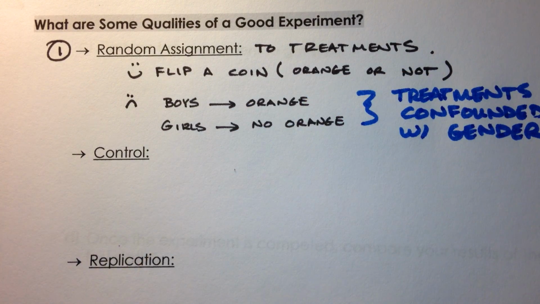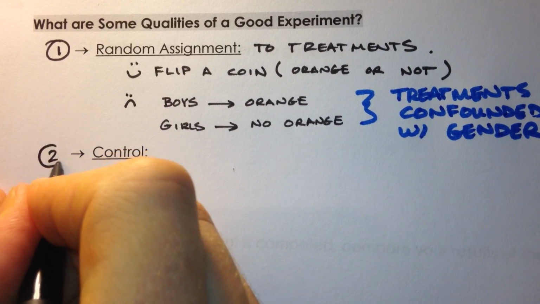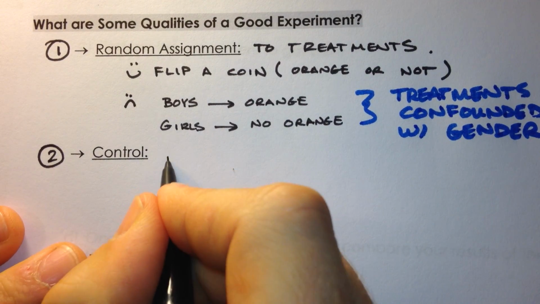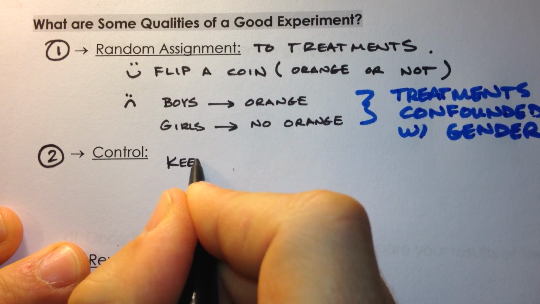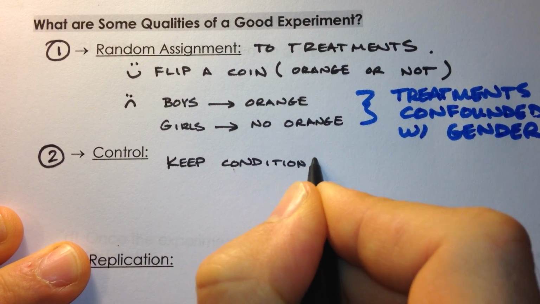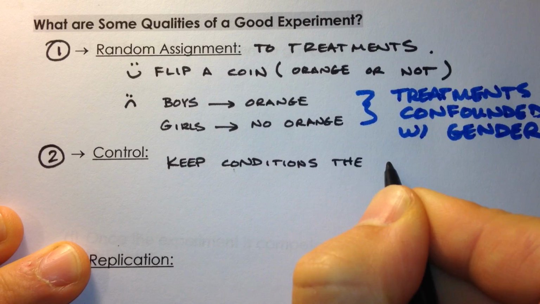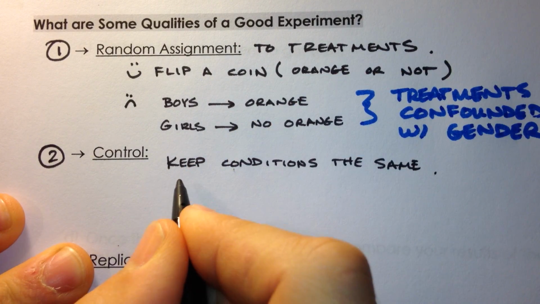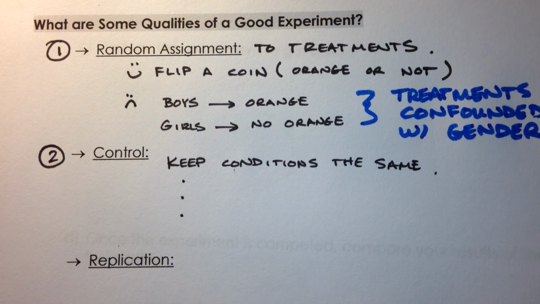Okay, so step one makes sense. We need to randomize how we assign those treatments. The second thing we need to do is to control the conditions of the experiment. In other words, keep the conditions the same. Okay. And it sounds simple, but in practice it can get quite complicated.